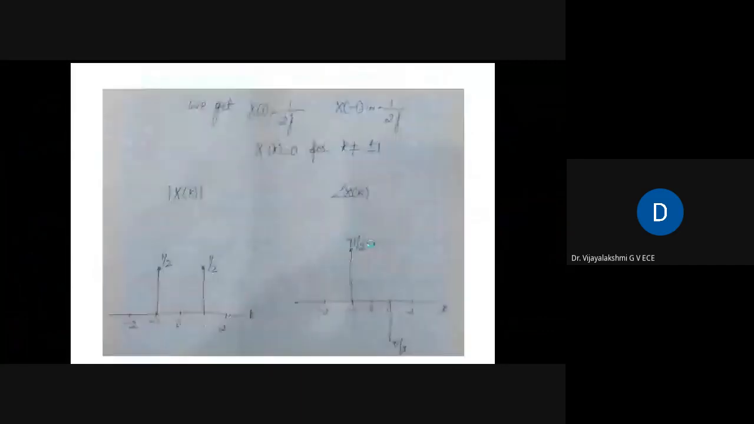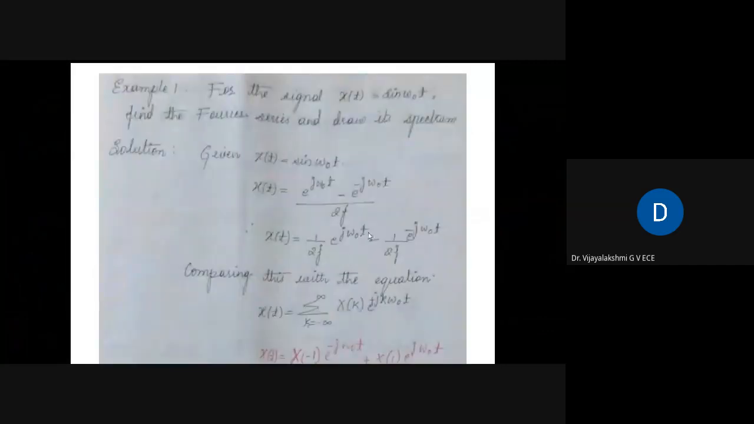Students, today let us concentrate on some of the problems on Fourier series representation of periodic signals. Last class I told you about the Fourier series representation of continuous time periodic signals, and you also saw some important properties of Fourier series. I also told you about the frequency spectrum of Fourier series.